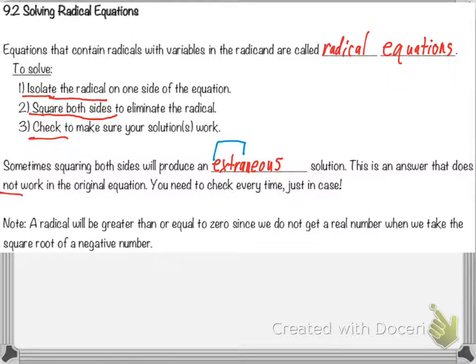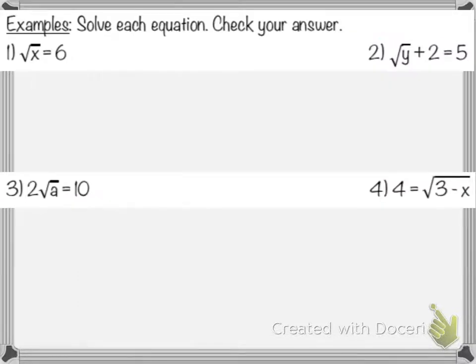Continuing on right below this here, I'm doing some examples. So solve each equation and check your answer. So if we're following our steps here, step 1 is to isolate the radical on one side of the equation. Well, square root of x, the radical is already by itself. There's nothing over there. So that step is done. Step 2, square both sides to eliminate the radical. Okay, so I'm going to square both sides, just like I would multiply both sides by something or add both sides by something. Same idea, I'm going to square both sides.